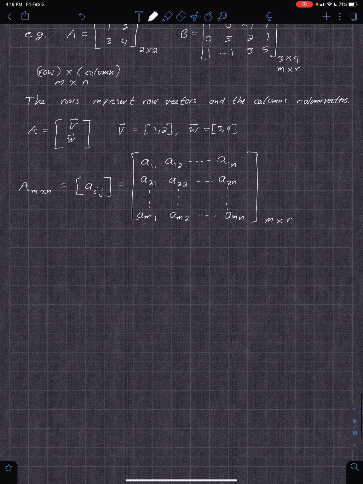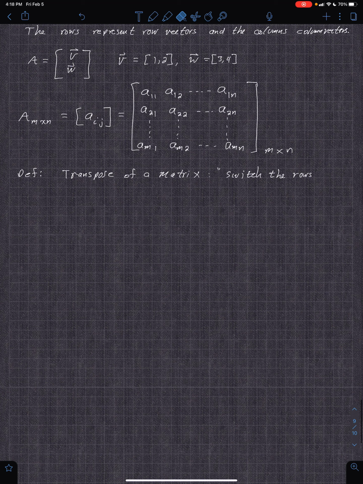Okay, more definitions to begin with before we get into problems. So next definition is transpose. We would call it the transpose of a matrix. So basically it's pretty simple. You switch the rows and columns.